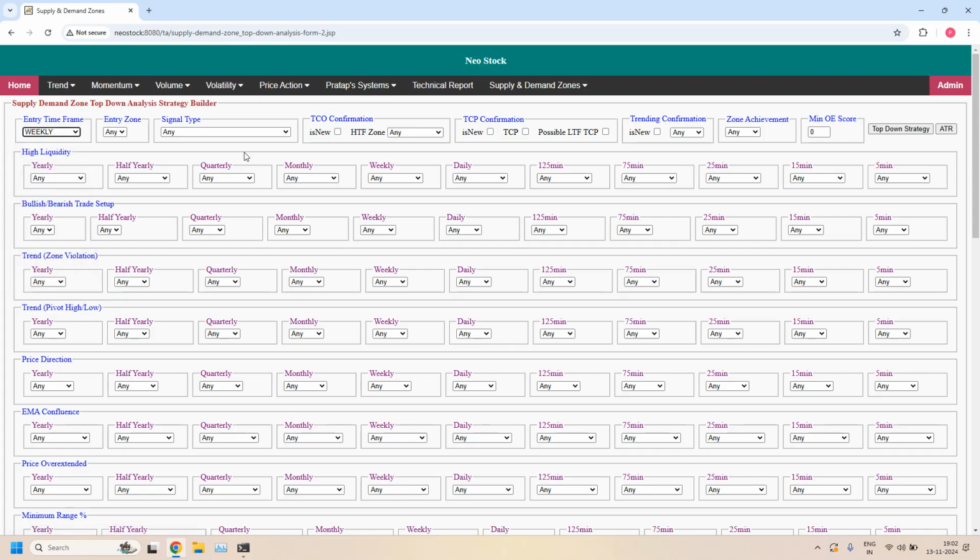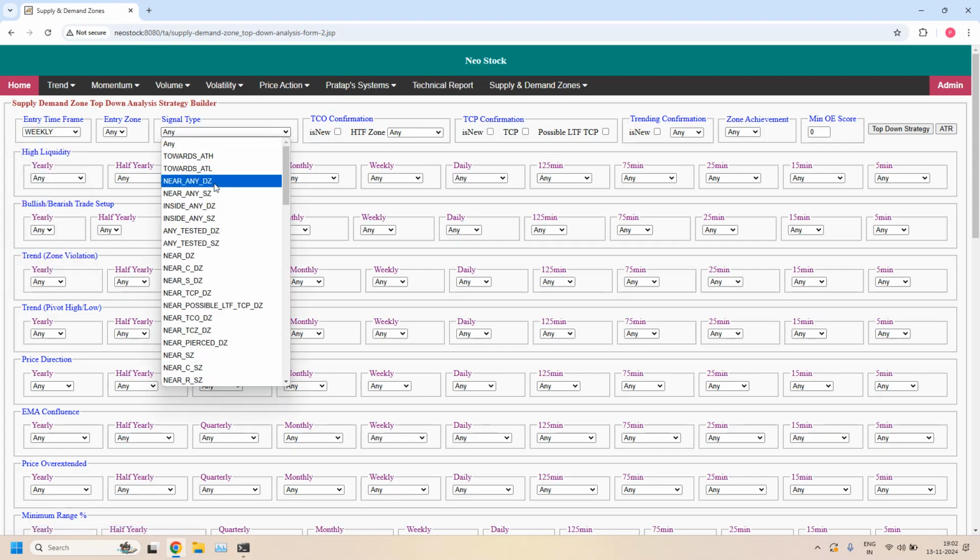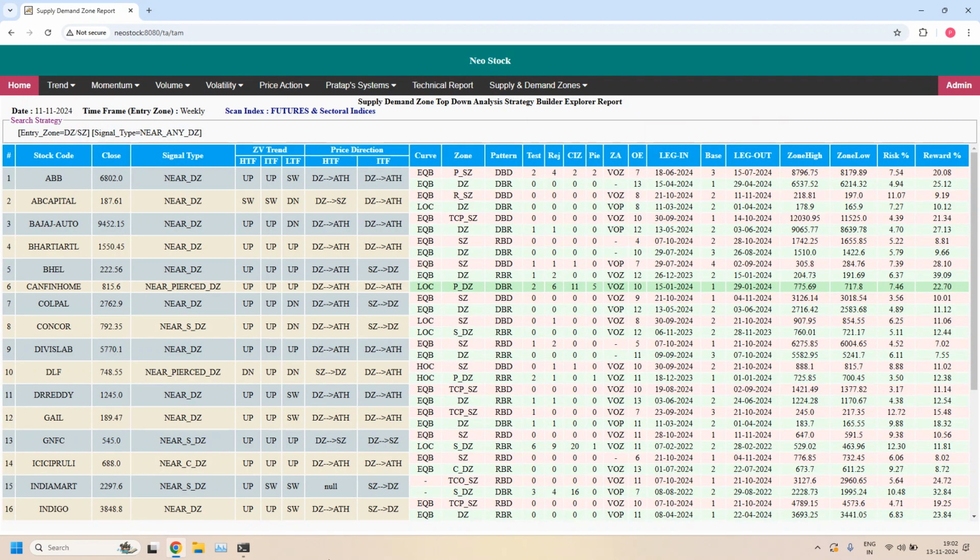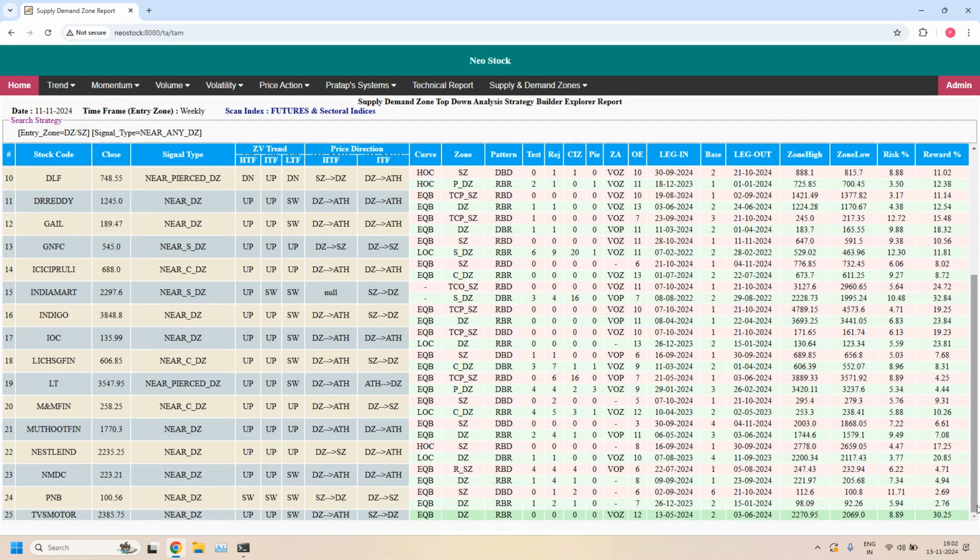weekly. Let us find the stocks near weekly demand zone. We have good number of stocks near weekly demand zone. These are the first 16 stocks. I am scrolling the list down. So total 25 stocks are filtered.